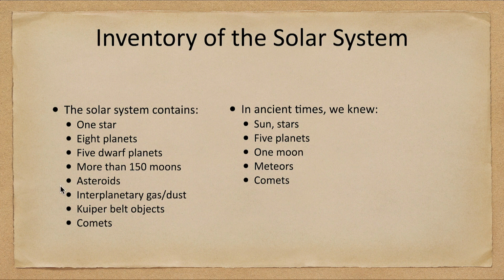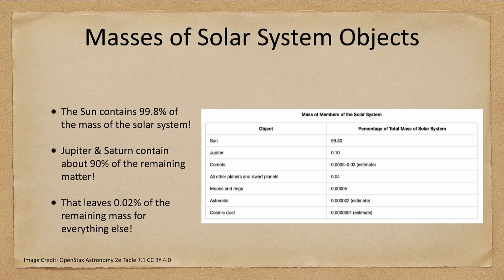Now, what about their masses? Where is all the mass in the solar system? Well, the sun contains 99.8% of the mass of the solar system. So it is the solar system. If we look at Jupiter and Saturn, they contain about 90% of the remaining matter. And that leaves 0.02% of the remaining mass for everything else.